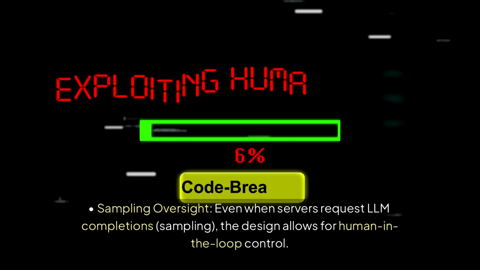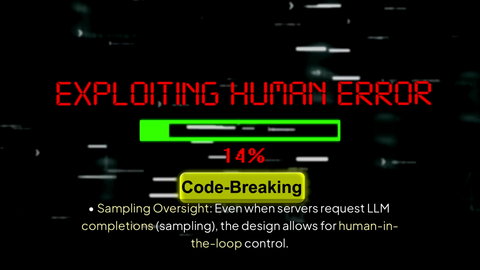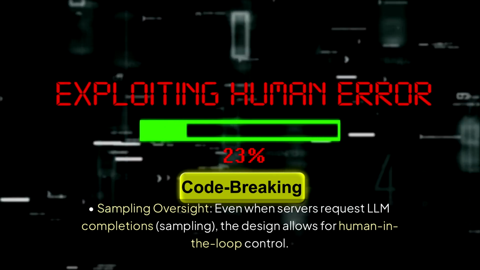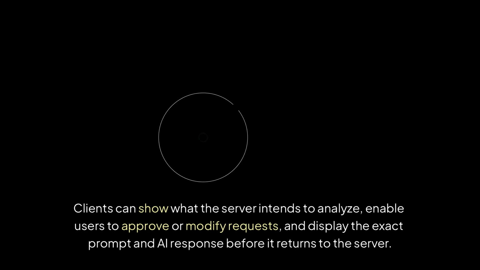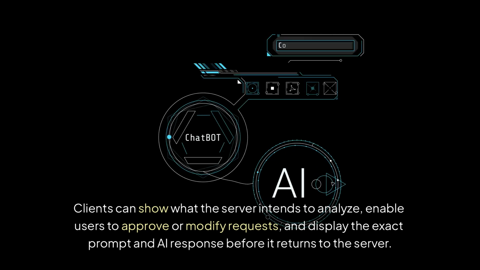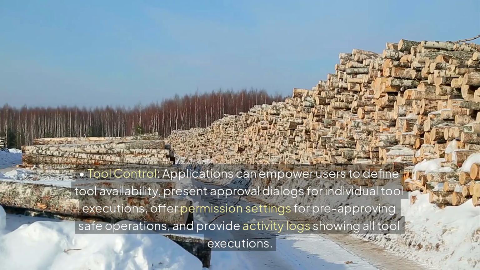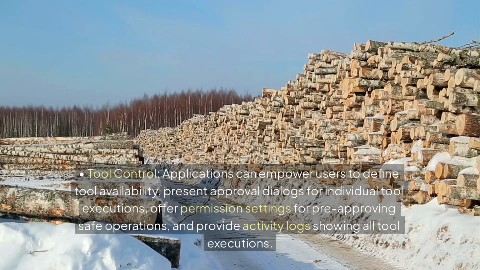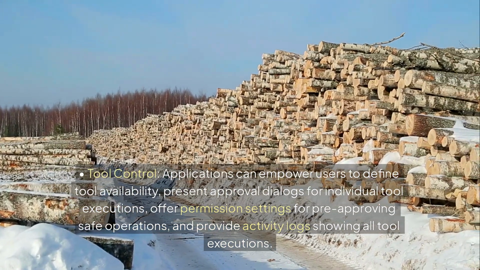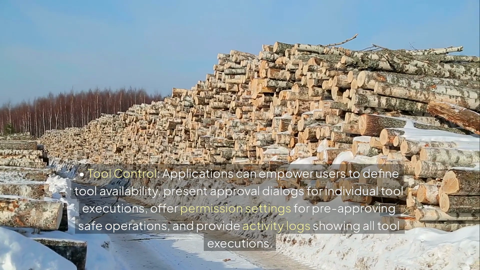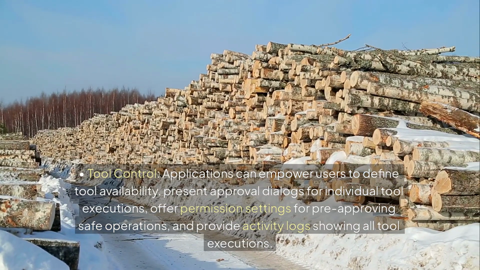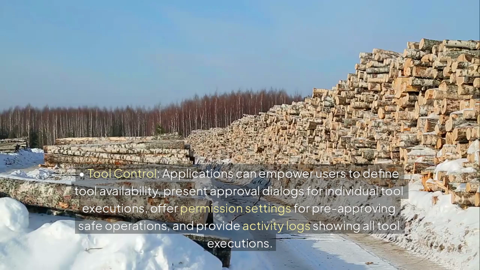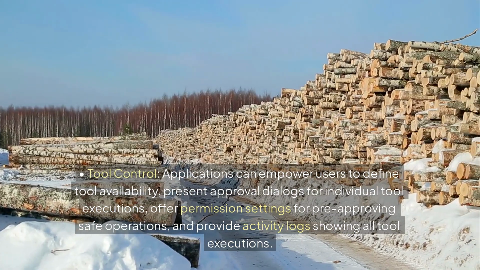Sampling oversight. Even when servers request LLM completions, sampling, the design allows for human-in-the-loop control. Clients can show what the server intends to analyze, enable users to approve or modify requests, and display the exact prompt and AI response before it returns to the server. Tool control. Applications can empower users to define tool availability, present approval dialogues for individual tool executions, offer permission settings for pre-approving safe operations, and provide activity logs showing all tool executions.